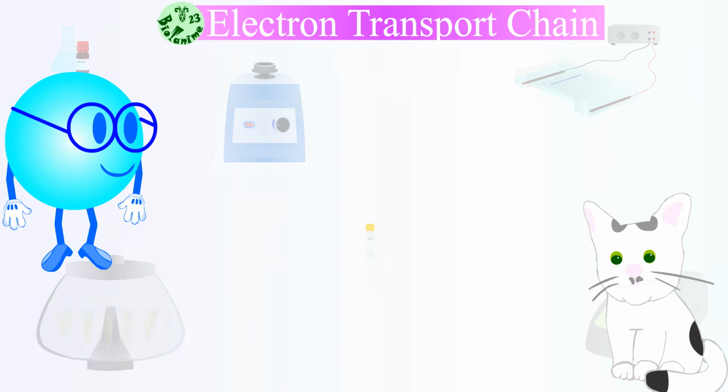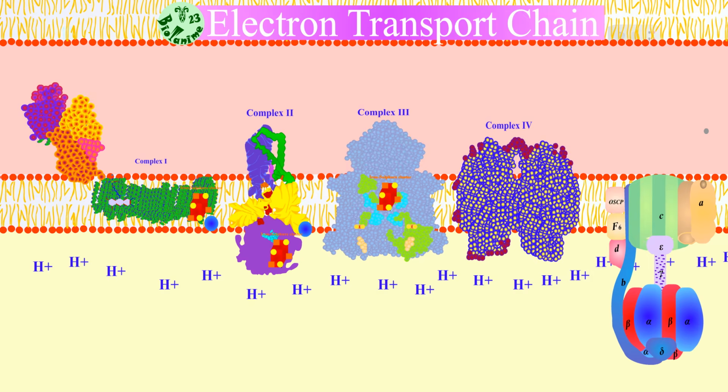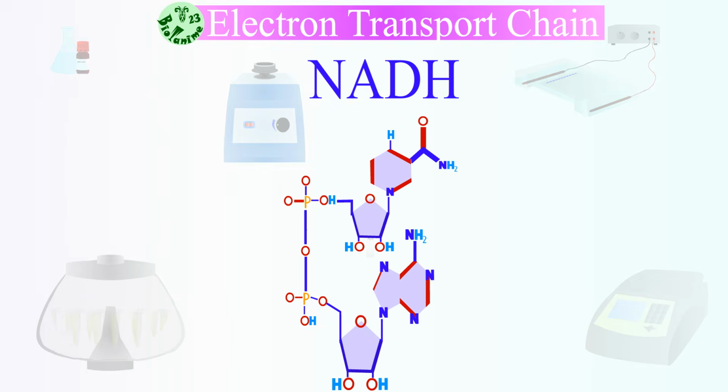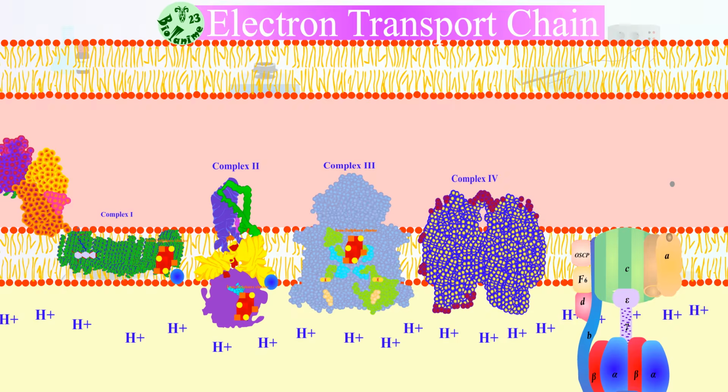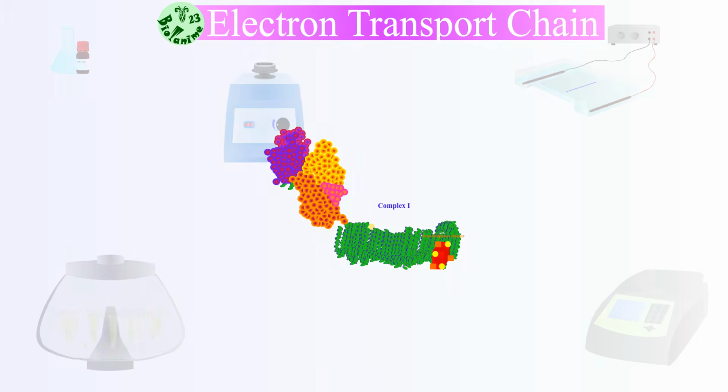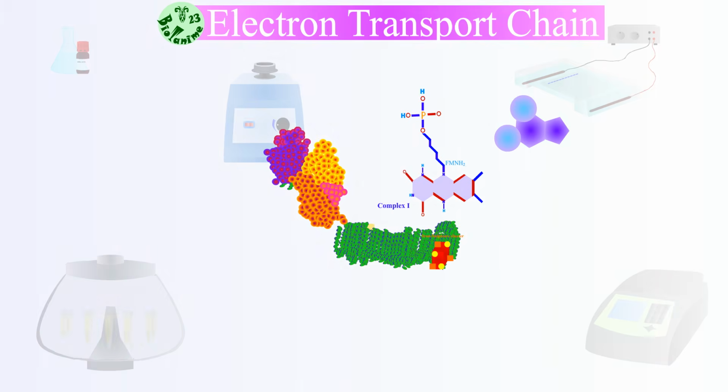What exactly happens inside the ETC that allows the cell to convert the energy stored in NADH and FADH₂ into ATP? Let's see. The ETC begins at complex 1. NADH carries one hydride ion, which consists of 2 electrons and 1 proton. Inside complex 1, NADH transfers this hydride ion to FMN or flavin mononucleotide, the first electron acceptor of complex 1.